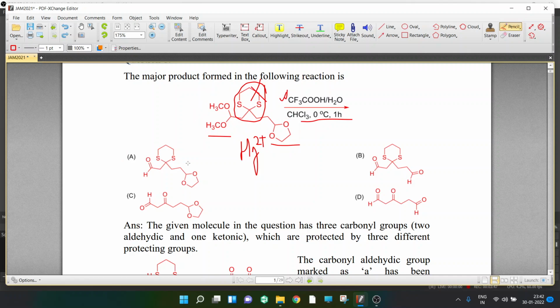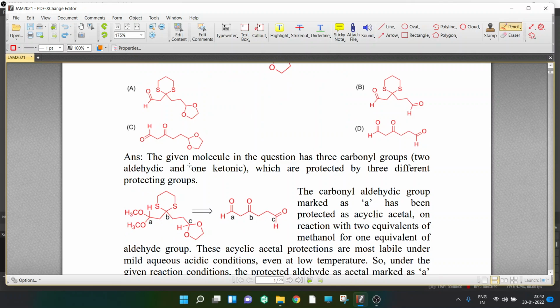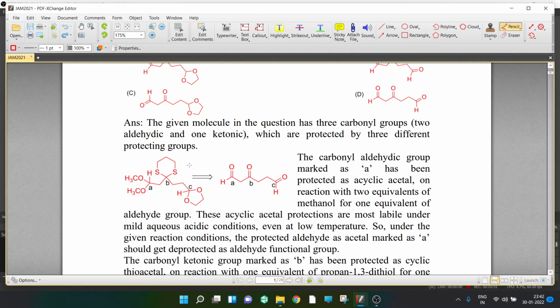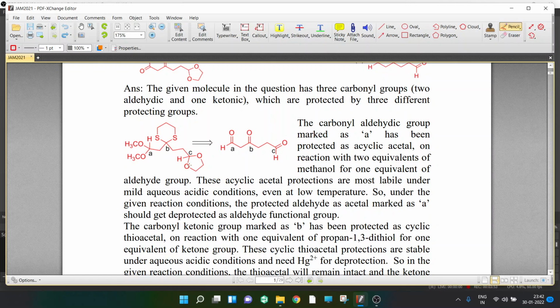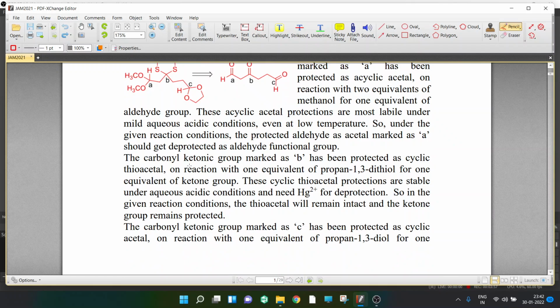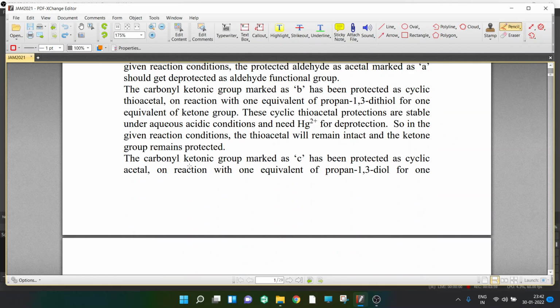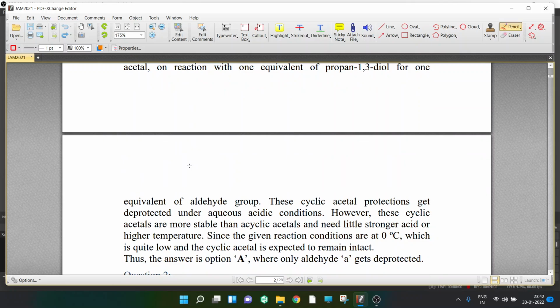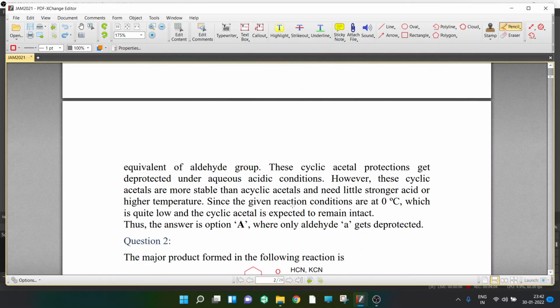Let us see. Please go through it. Everything I said is written here. You can pause, read it, then keep moving. Right. So option A is the right answer.